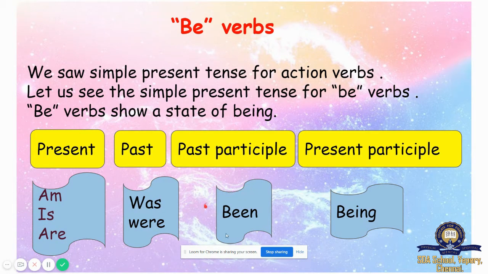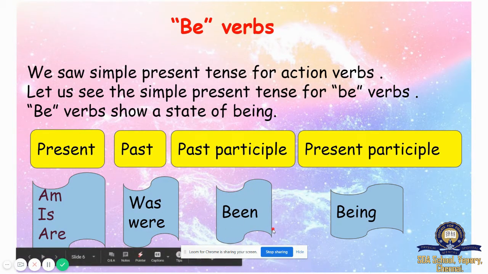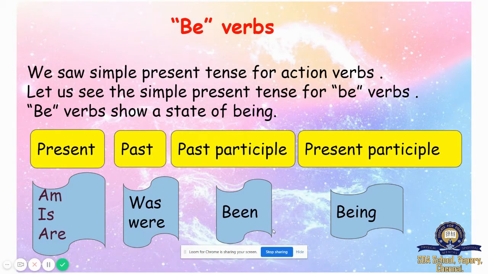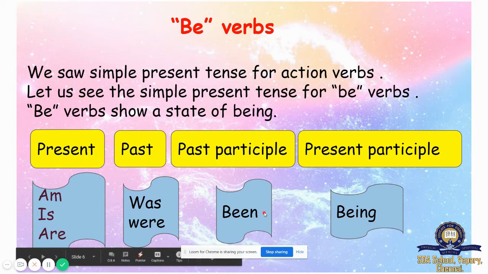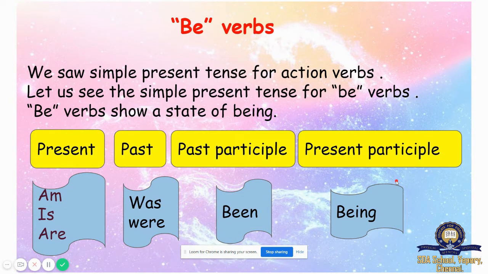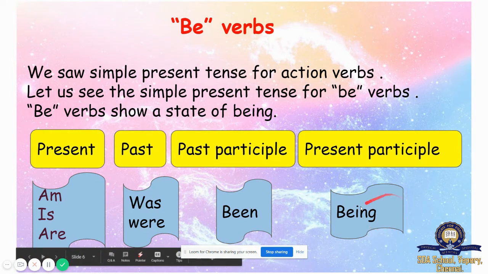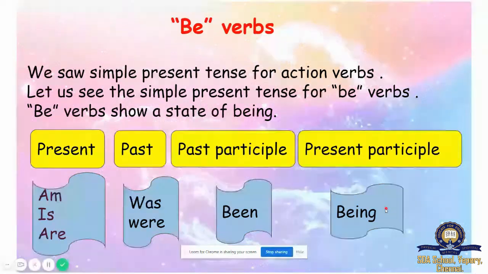So here they have given been. Other examples such as seen, given, all these are completed actions. Yes, very good. Then present participle. So what is a present participle? A form of a verb that in English ends in ing and comes after another verb to show continuous action. Yes, very good. Here, see the word ending with ing, being. So it is a present participle.